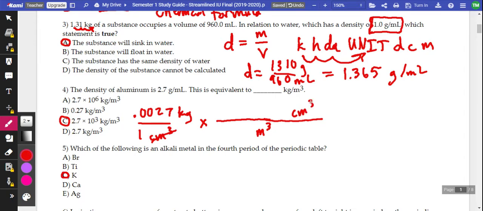Okay, well, a cubic centimeter is really just saying centimeters times centimeters times centimeters. If I multiplied centimeters times centimeters times centimeters, that would be cubic centimeters.